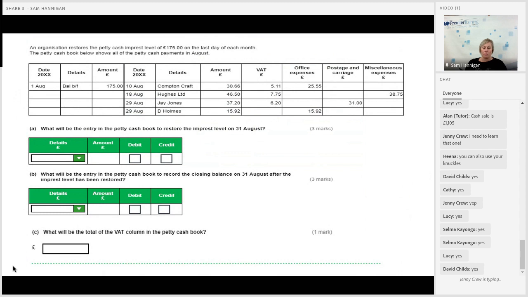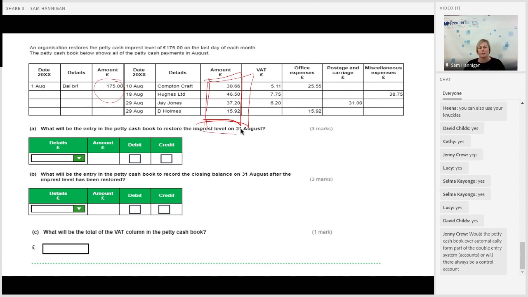Okay, then. So this is just an example of an exam style question, AQ 2016, very similar to Q22. Basically it's asking what will be the entry in the petty cash book to restore the imprest amount. Well, your imprest amount is set at 175. The amount you've spent will be the total of what it is that you've spent. I've not got a calculator to add that up, but because you're restoring it, taking it back up because it's an imprest, the entry is the amount you've spent.